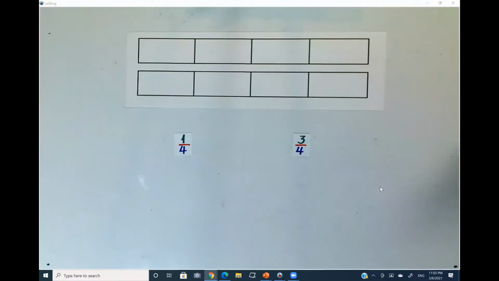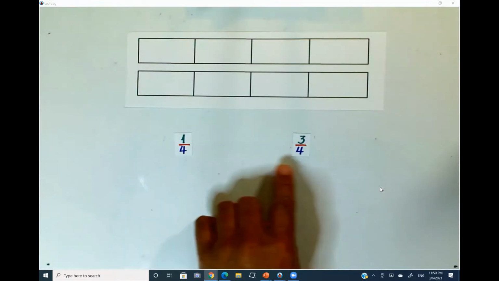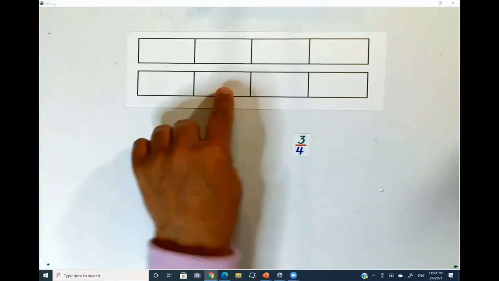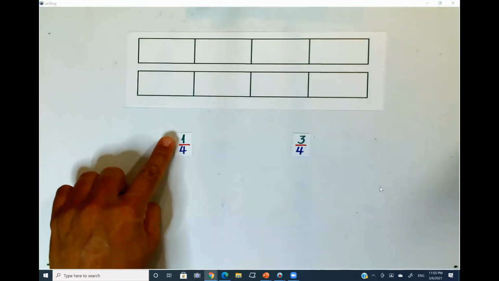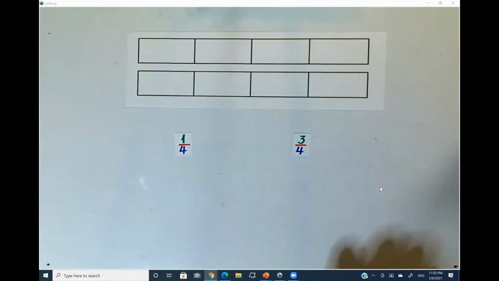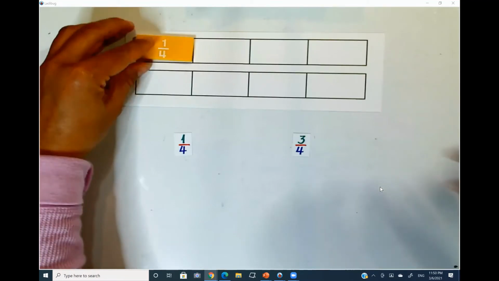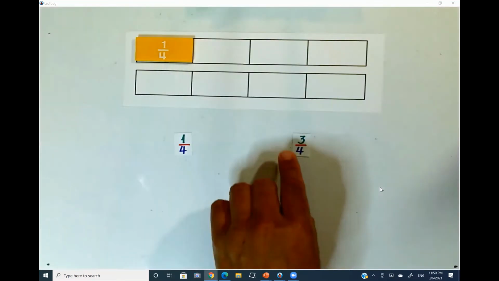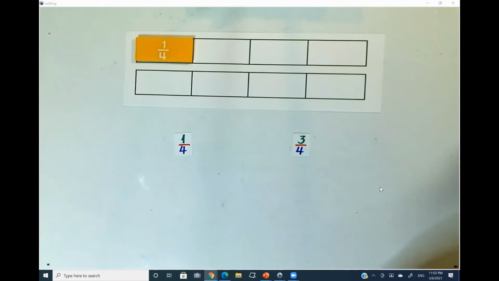Let's compare these two fractions. If you notice, both fractions have as a denominator the number 4. That means the whole is going to be divided in 4 equal pieces. 1, 2, 3, 4, and 1, 2, 3, 4. Then in the first fraction, we have as numerator the number 1. That means we're going to be shading 1 out of the 4 pieces. In the second fraction, the numerator is 3. That means we're going to shade 3 pieces out of the 4.